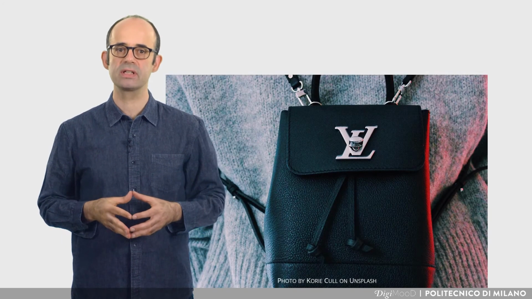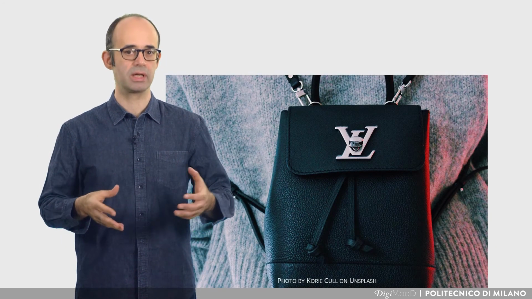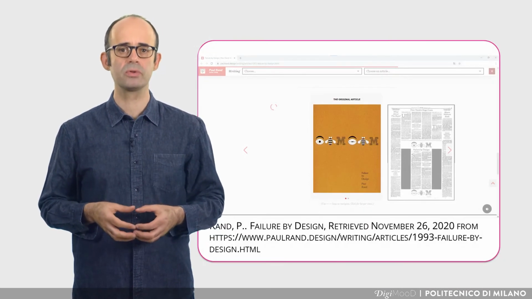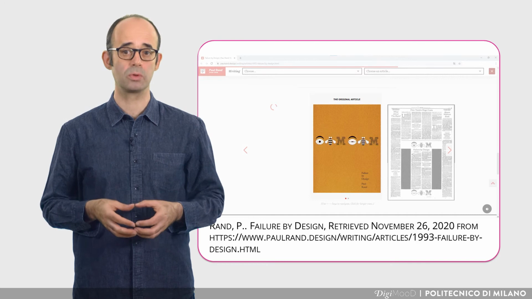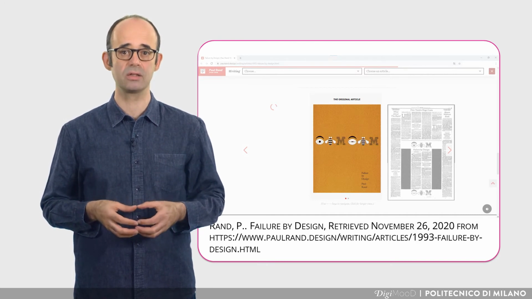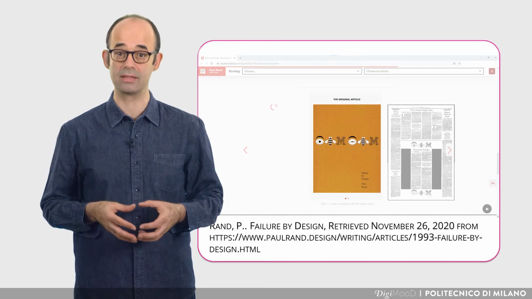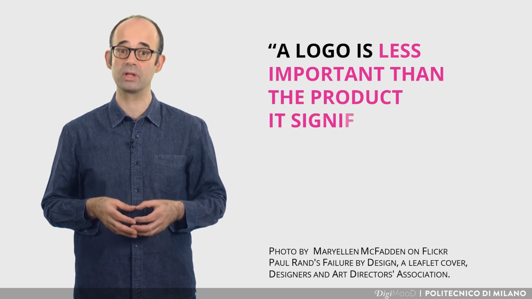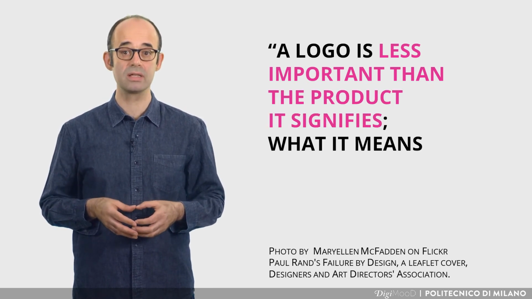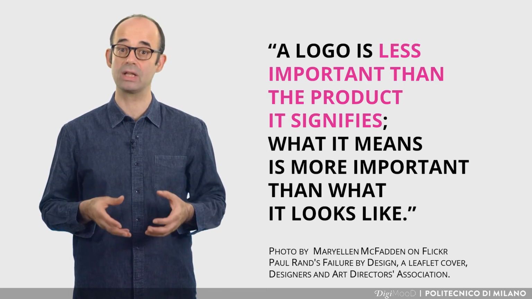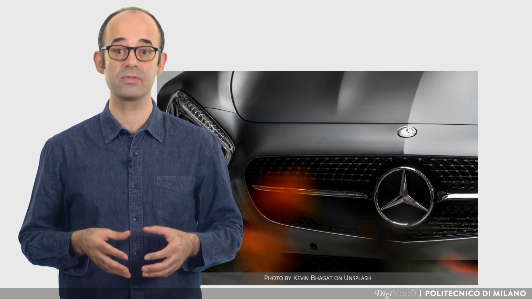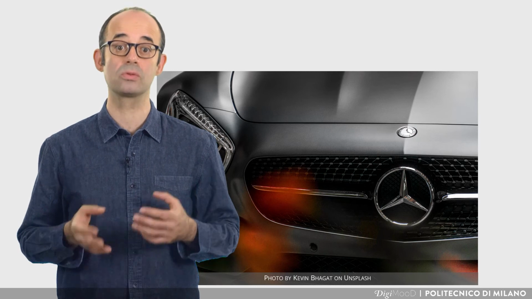A logo is the first activity to consider to start building a visual identity. Paul Rand is one of the most famous graphic designers who, with his work, has characterized the graphical identity of the USA in the second half of the last century. He argued that a logo is less important than the product it signifies. What it means is more important than what it looks like. We need to consider, in fact, that a trademark does not sell directly, it identifies.